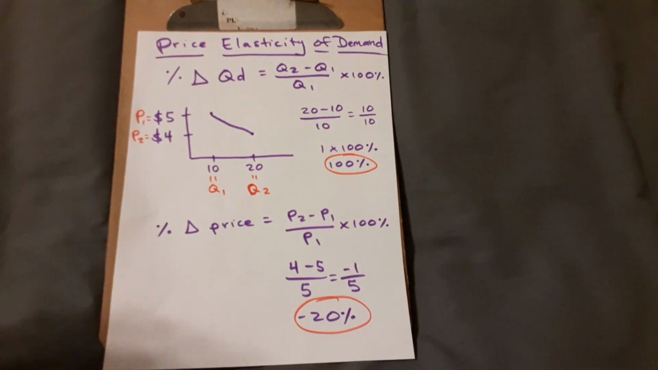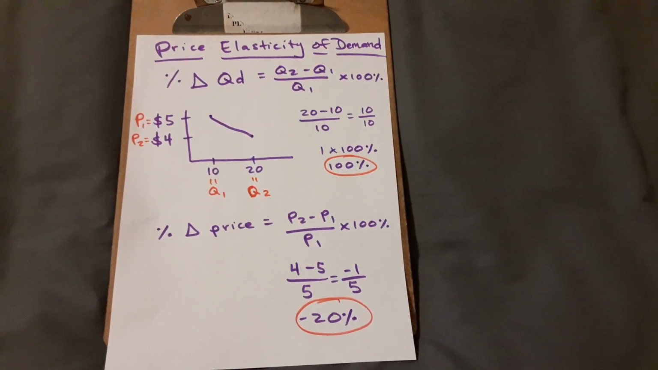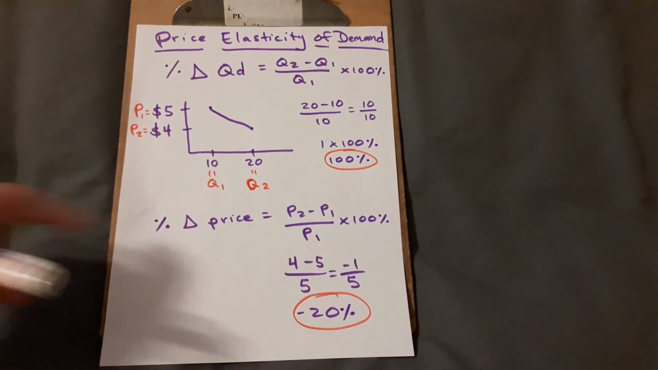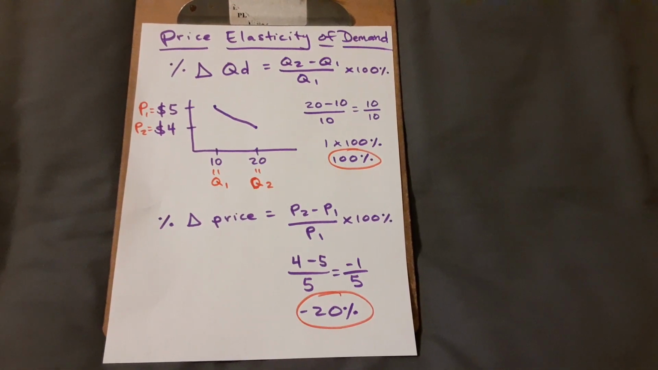Here's the graph that we're given right here. The first thing that you're going to do, well, first of all, we don't know the percentage change in quantity and percentage change in price by just looking at this. So there are two other formulas that we're going to use first.